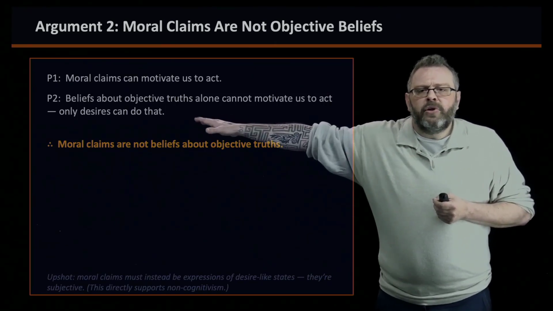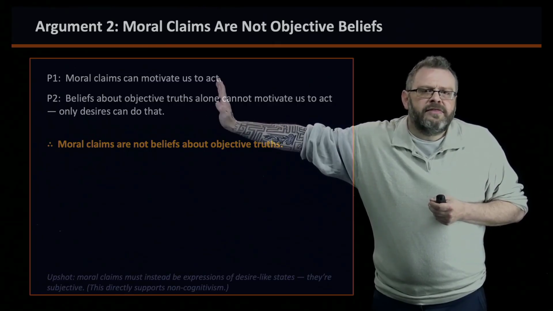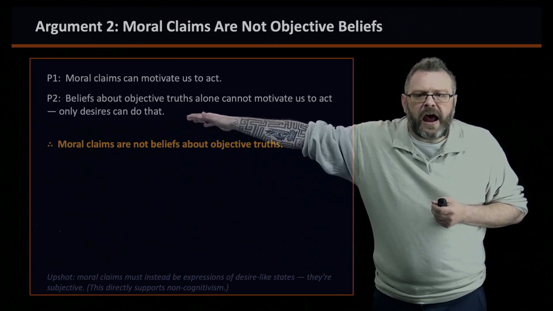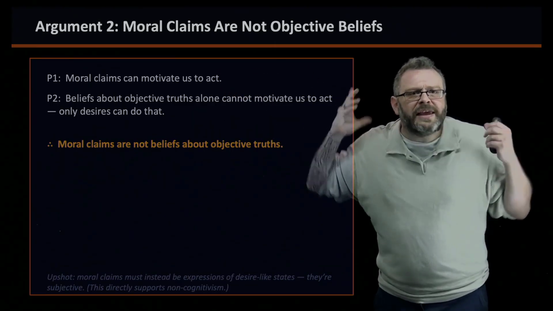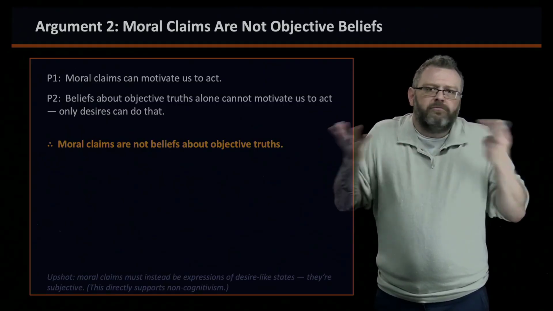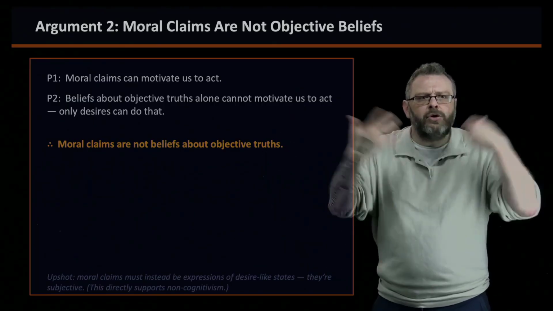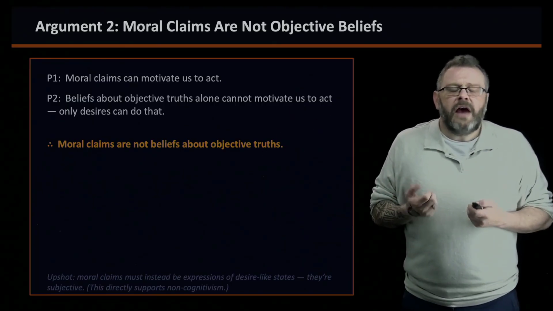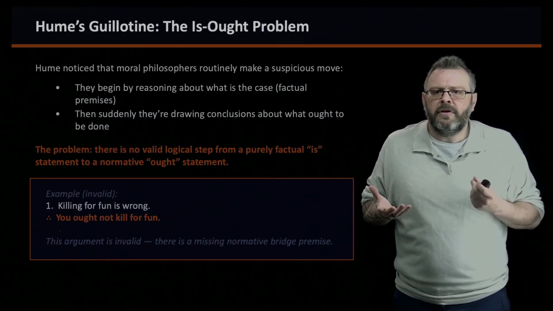So beliefs about truths and stuff, about objective reality, that's not enough to motivate us to act. But moral claims do motivate us to act, so they can't be beliefs about objective reality. These are closer to passions, to emotions, things like that. And I think that kind of makes sense. I think this is maybe a little bit stronger of an argument.